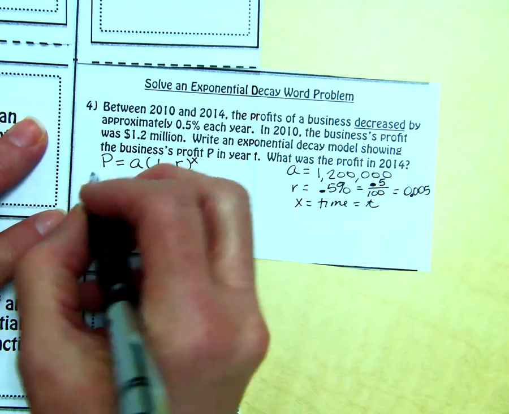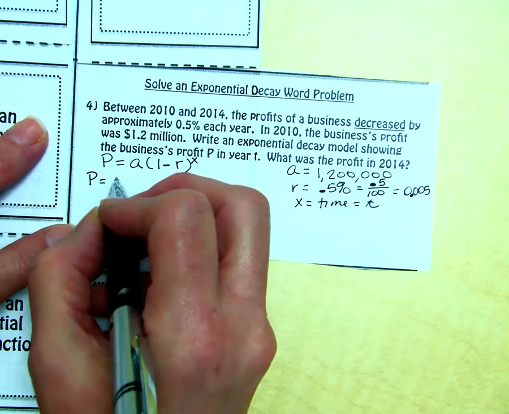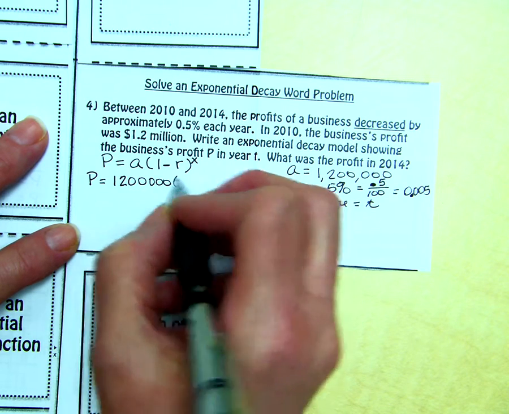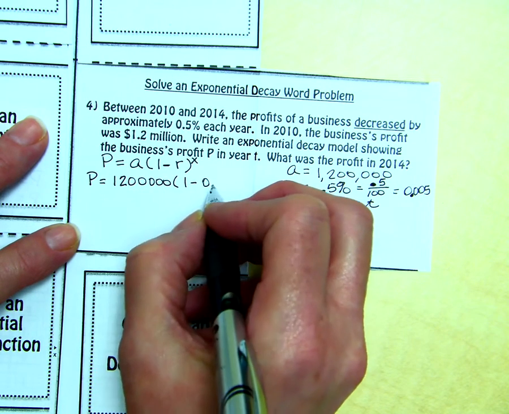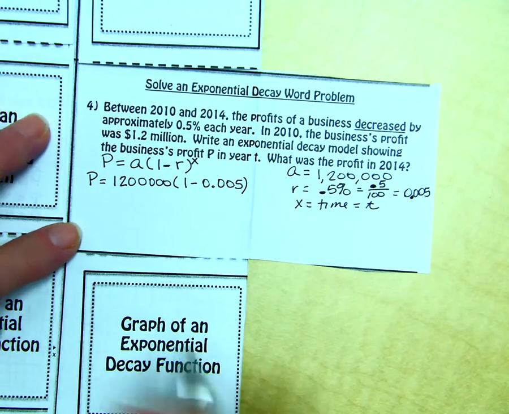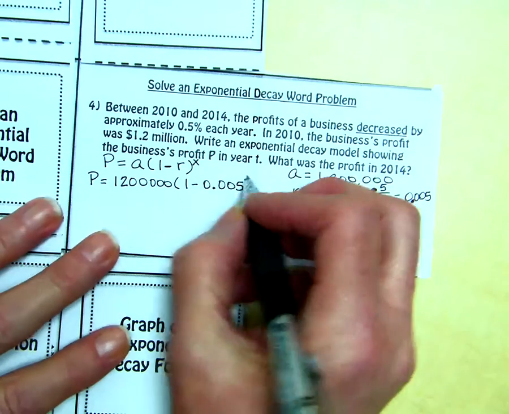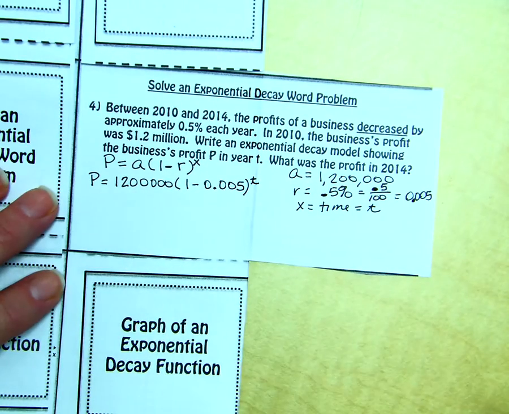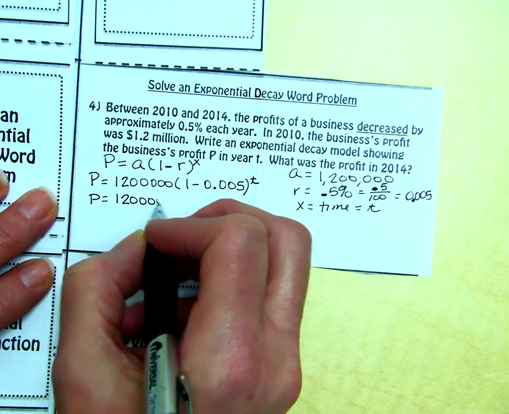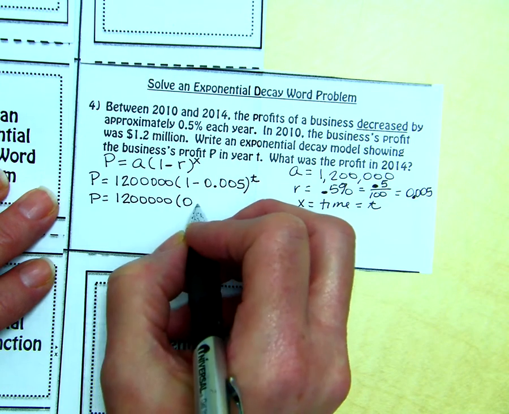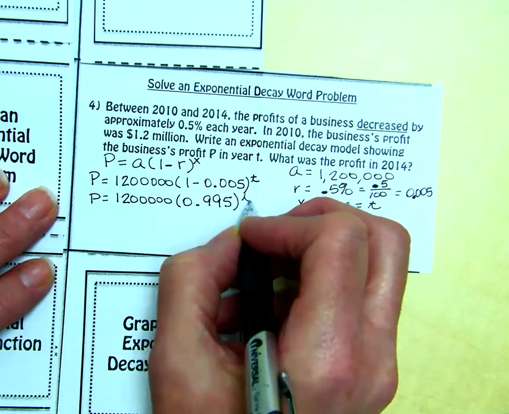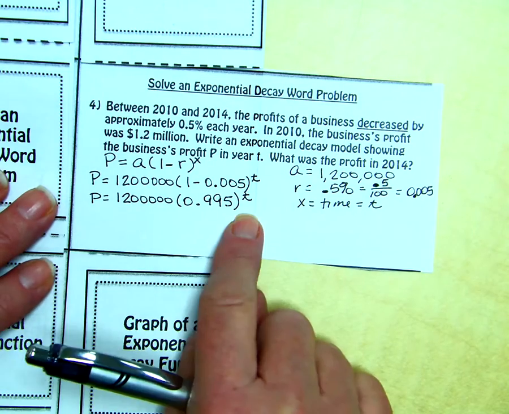So let's start substituting. So for our profits, we're going to take our 1.2 million times 1 minus 0.005, because we had a 0.5%, not 5%. And we're going to raise that to however much time we have. Simplify. So we're going to get 0.995, all raised to the t power. So this is our model.